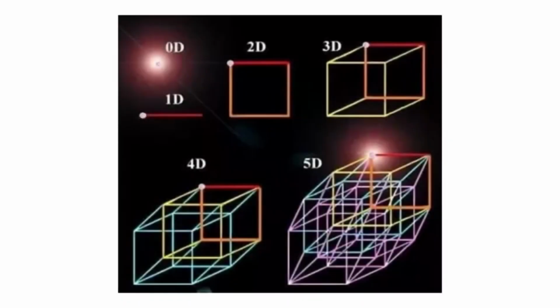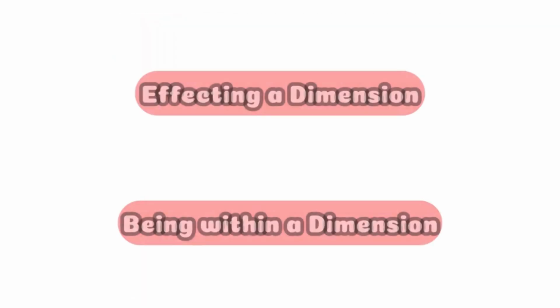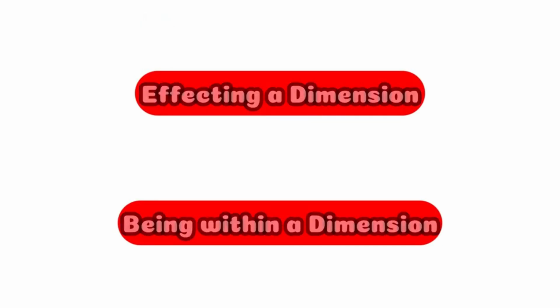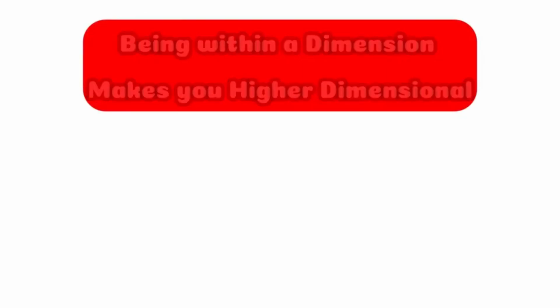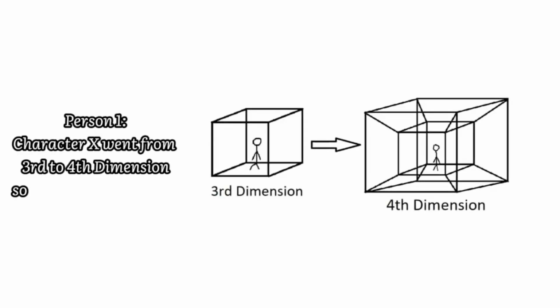Today we will learn about dimensional scaling, the difference between subspace and hyperspace, and lastly what a fallacy is. So let's start with dimensional scaling. Many people seem to be confused on this topic as they don't understand the difference between affecting a dimension and being in a dimension. The confusion is that being in a higher dimension makes you higher dimensional. Like, let's say, Person 1 says that his character goes from the third dimension to the fourth dimension, therefore he's now a fourth dimensional being. This is false, as you can't just scale to such dimension by just being in one.